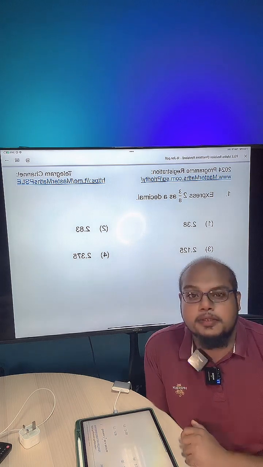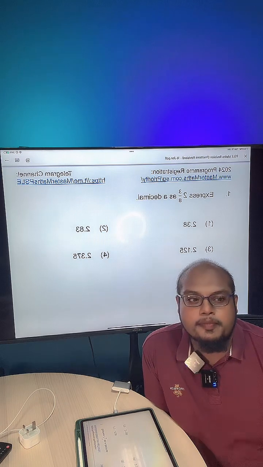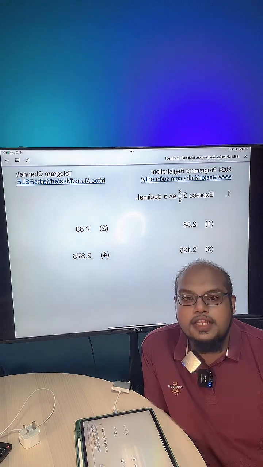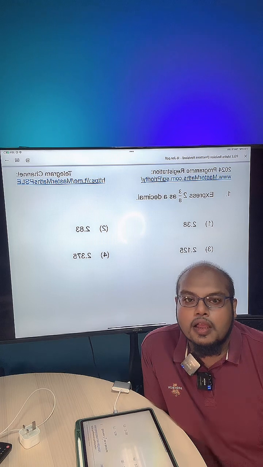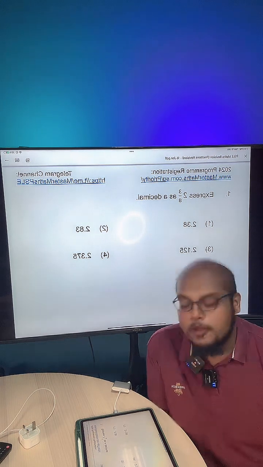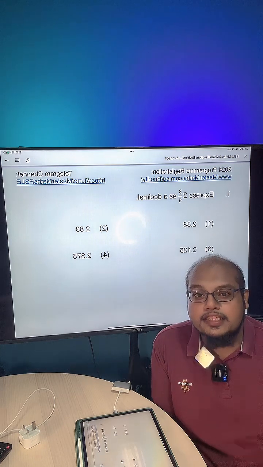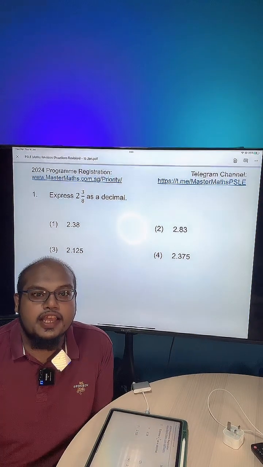Express 2 and 3/8 as a decimal. It's a very common Paper 1 question, especially in Booklet A. You will see this quite many times. One more minute, then we'll go through. The trick here is that the whole number 2 in front of the mixed number is already an indicator that the answer will also be 2 point something.